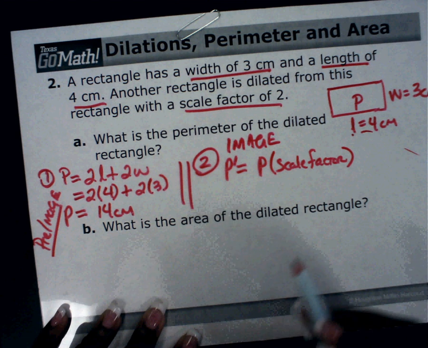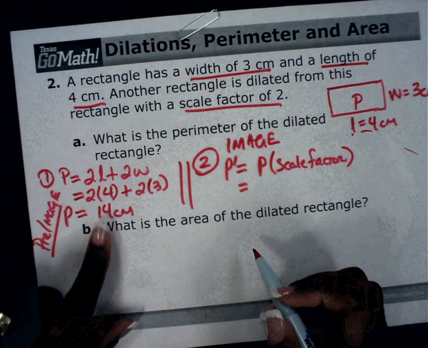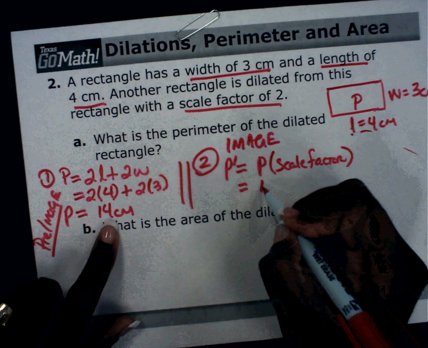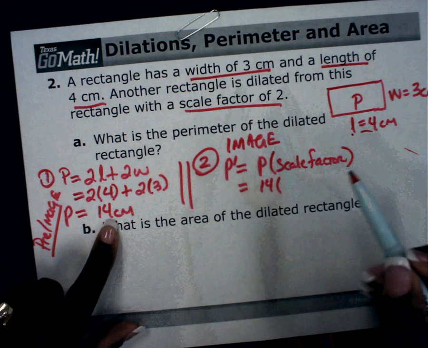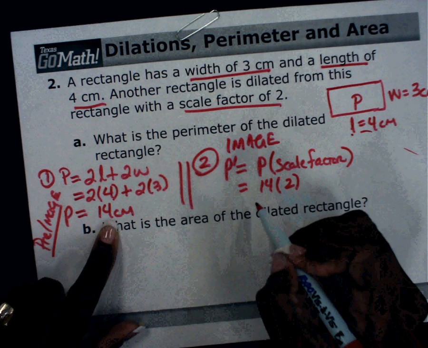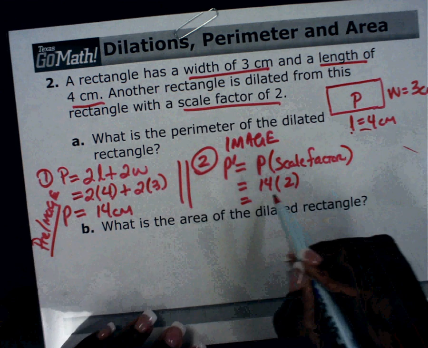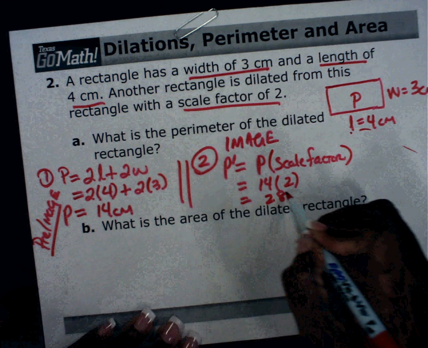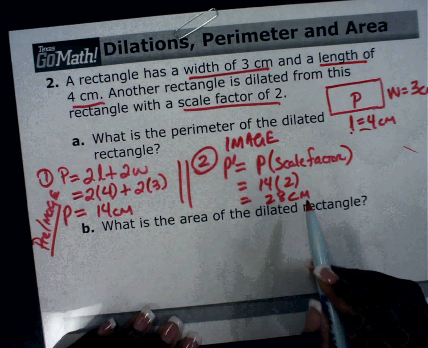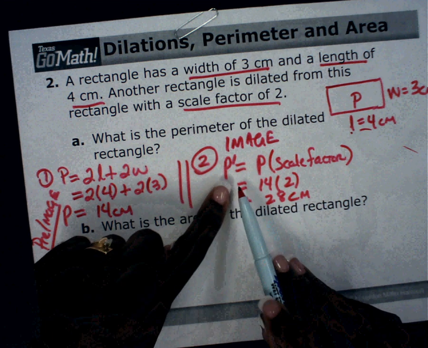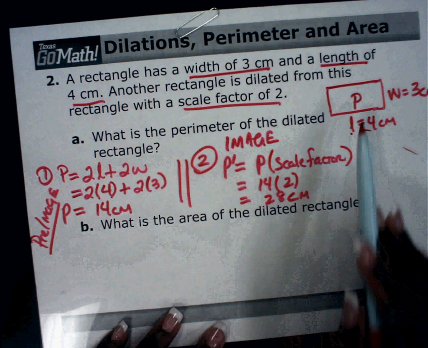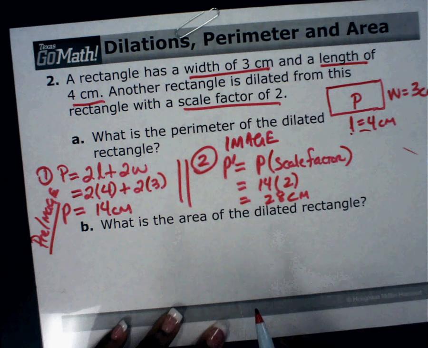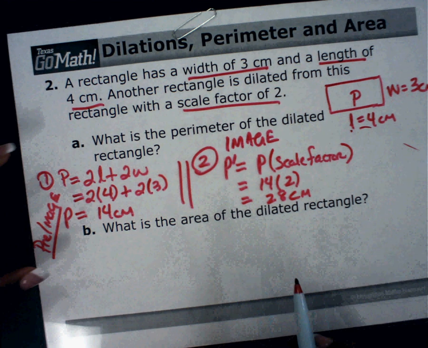Okay, so the perimeter times the scale factor. We found our perimeter in step 1. Our perimeter is 14. And then times our scale factor, we're given a scale factor of 2. So times 2. And that equals 14 times 2 is 28, and our measurement is centimeters. So the perimeter of our image, or our dilated rectangle, is 28 centimeters. Okay, so that's part 1.